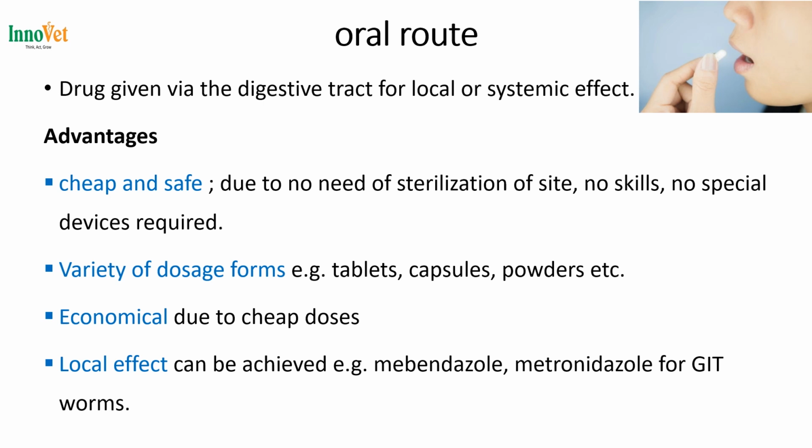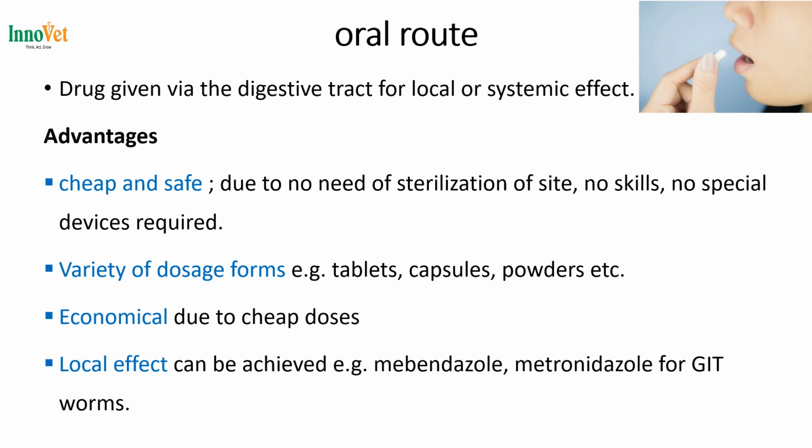This is where the drug is given via the digestive tract for either local or systemic effect, that is, the non-localized effects. So what are some of the advantages of this oral route? First and foremost, it is cheap and safe because there is no need for sterilization of the site, and you don't need any skills because the patient can take the drug by themselves. There are also no special devices required because you can use cheap devices, for example, bottles.